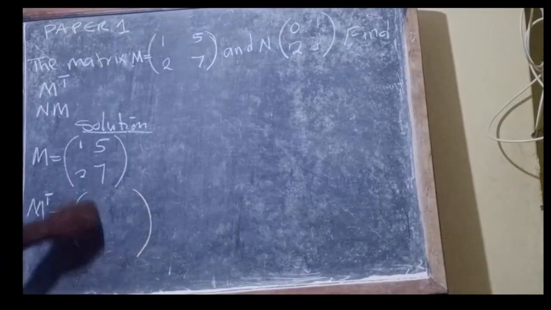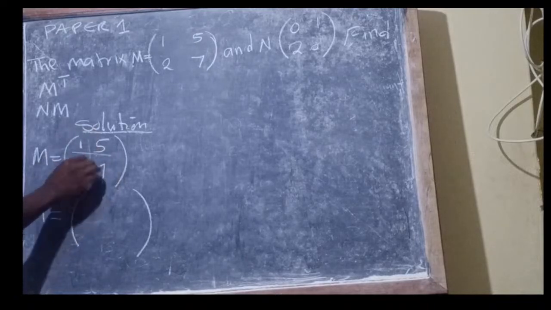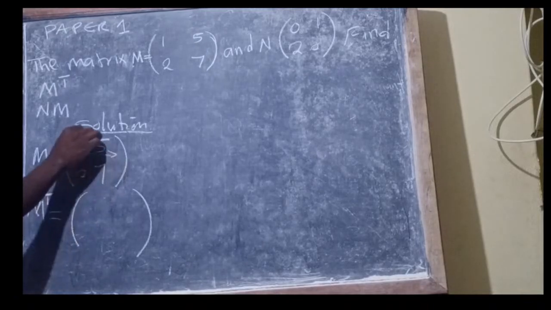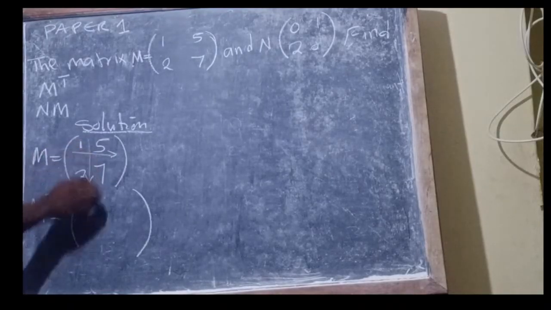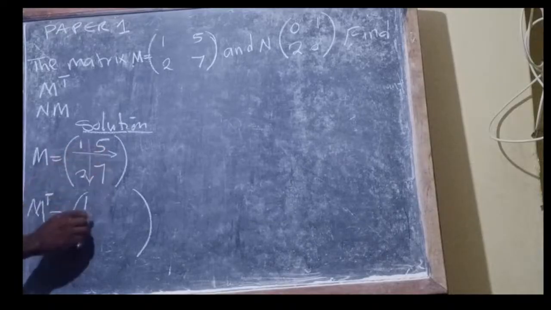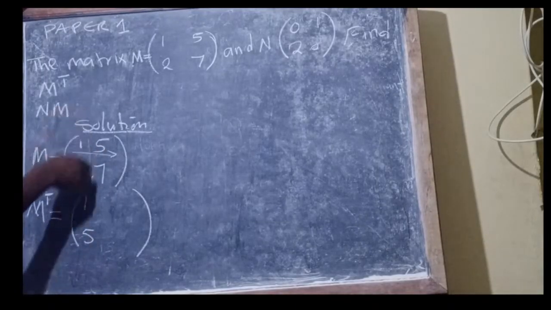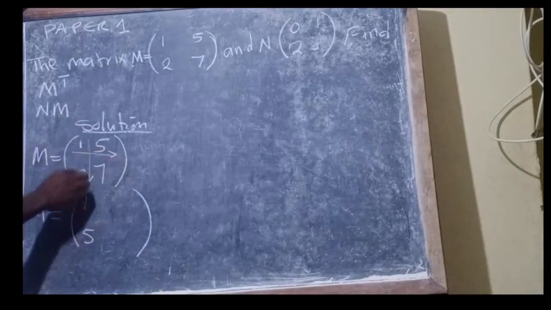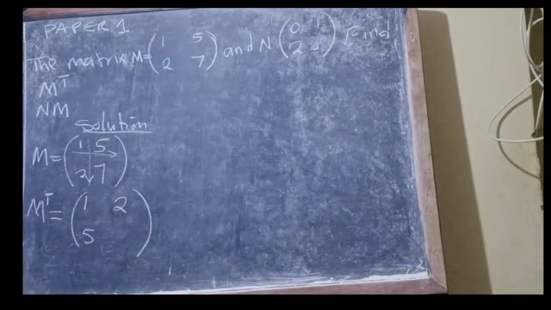So our M transpose, this is our row and this is our column. So this row is going to become our column on this side. That means we are going to have 1 here, then this 5 will come down here. Then this column will become our row. So we have 1 here and these 2 will come here.